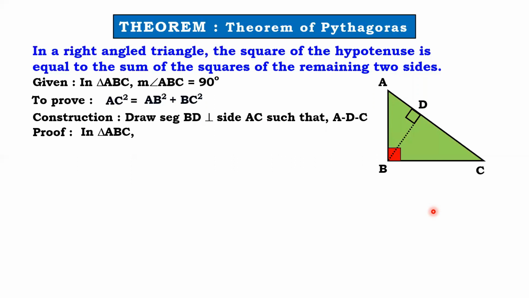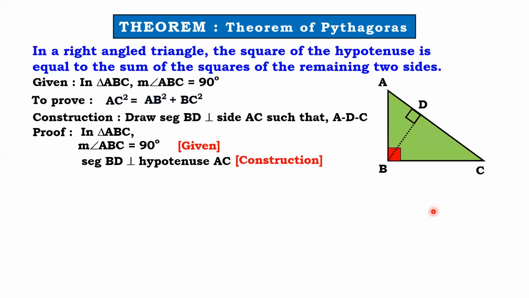First of all, the name of the triangle: in triangle ABC, we know which angle is 90 degree, angle B. So measure angle ABC is equal to 90 degree, given to us. Then from the right angle, a perpendicular is also drawn to the hypotenuse. So segment BD is perpendicular to hypotenuse AC. But ये हमने अपने मर्जी से किया है, given नहीं था. So this is construction. And याद रखना students, construction should be always dotted.